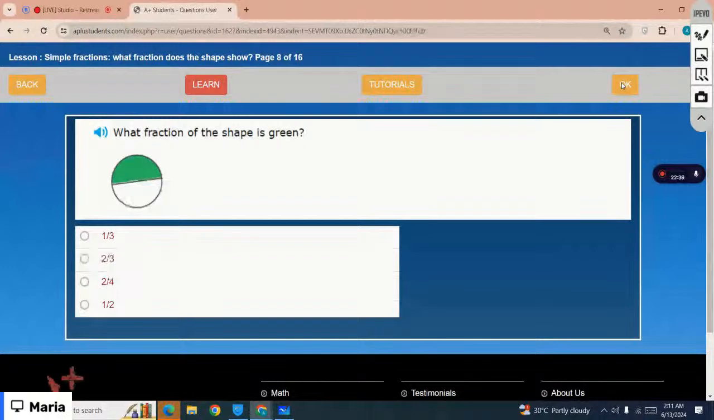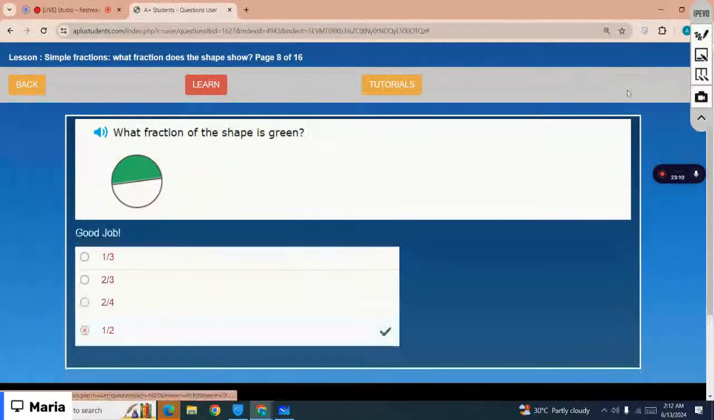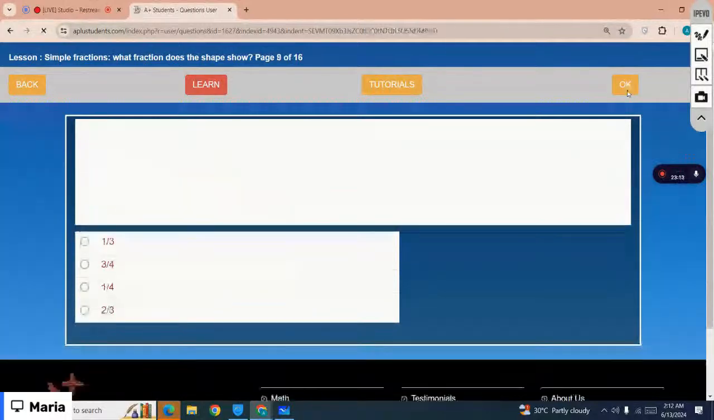Which is the correct option? Yes, that is 1 out of 2. The correct option is 1 out of 2. Very good. What fraction of the shape is blue?